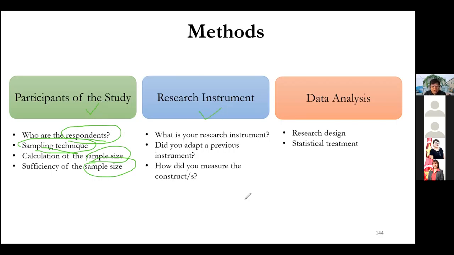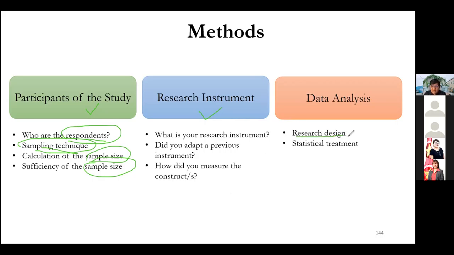For research instrument naman, usually ang hinahanap namin dyan is number one, in-adapt ba yan with O, adapt with A, or nang develop ng new instrument. We are looking for the sources ng kanyang ano, adaption. For example, if the authors adapt with O, then tinitingnan namin saan galing. And at the same time, we always look for the validity and reliability. Okay? So usually kapag missing yan, yun yung comment ng reviewer for the paper.